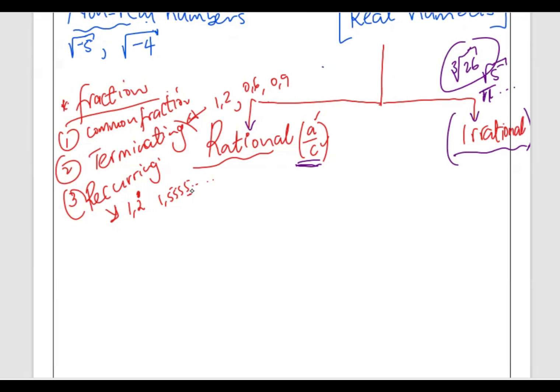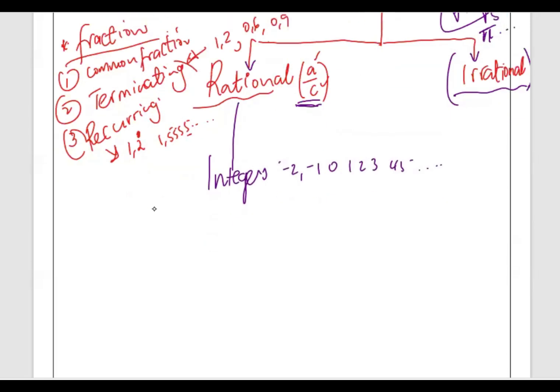Then whatever comes under the rational, if it's not a fraction, it's going to be what we call the integers. And we know that integers are positive and negative numbers. An example, you can have -2, -1, 0, 1, 2, 3, 4, 5, and so on and so forth. Then below the integers, I can talk about the whole numbers.